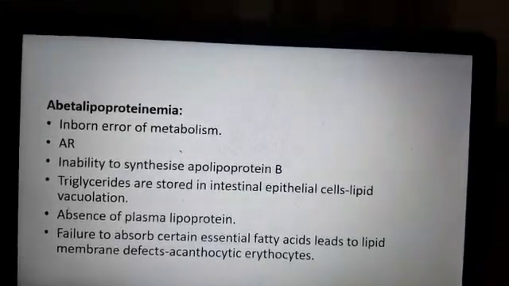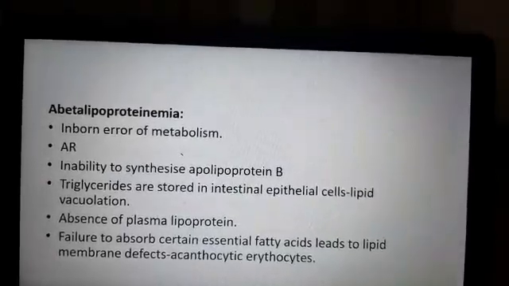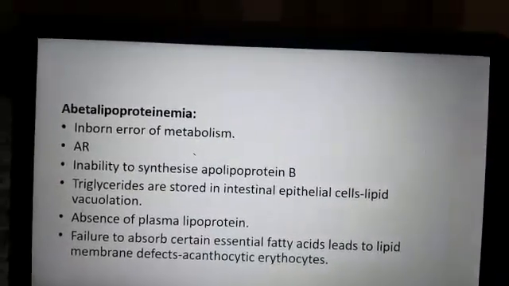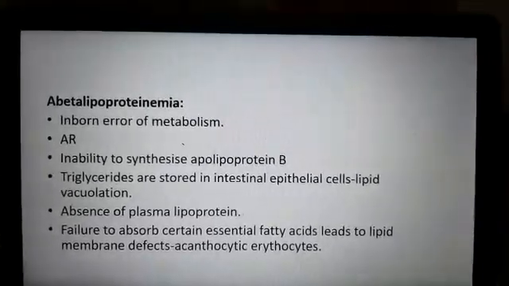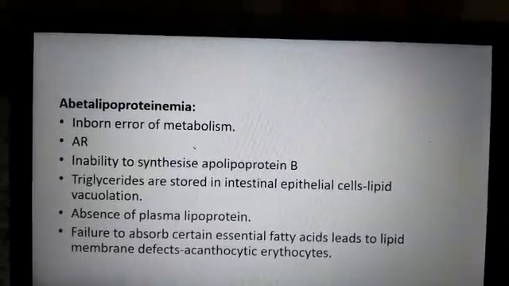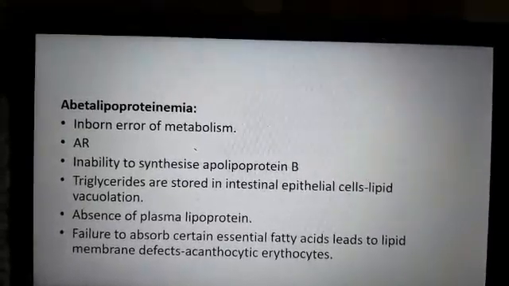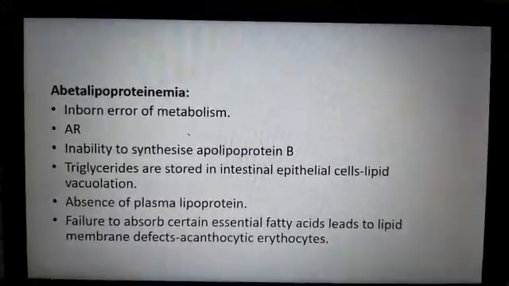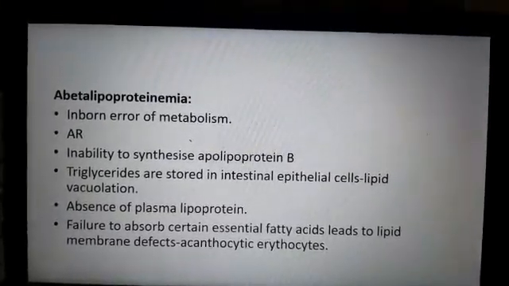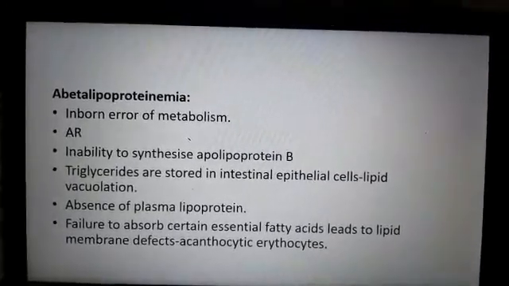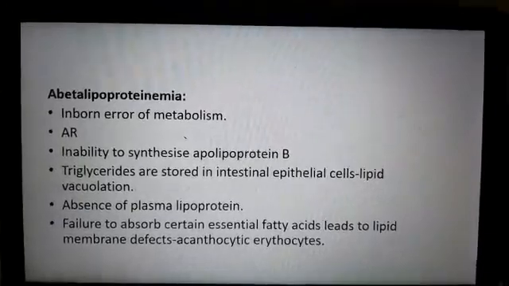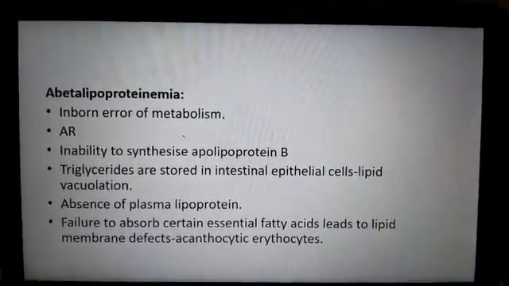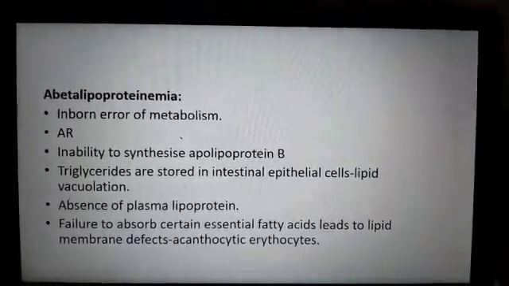So, abetalipoproteinemia is an inborn error of metabolism, autosomal recessive. There is inability to synthesize apolipoprotein B. So, the triglyceride transport is affected. They get stored in the intestinal epithelial cells, leading to lipid vacuolation, and there will be absence of plasma lipoprotein. So, absorption of certain essential fatty acids is affected. That will lead to membrane defects and acanthocytic erythrocytes. Okay. So, the basic defect here is apolipoprotein B.